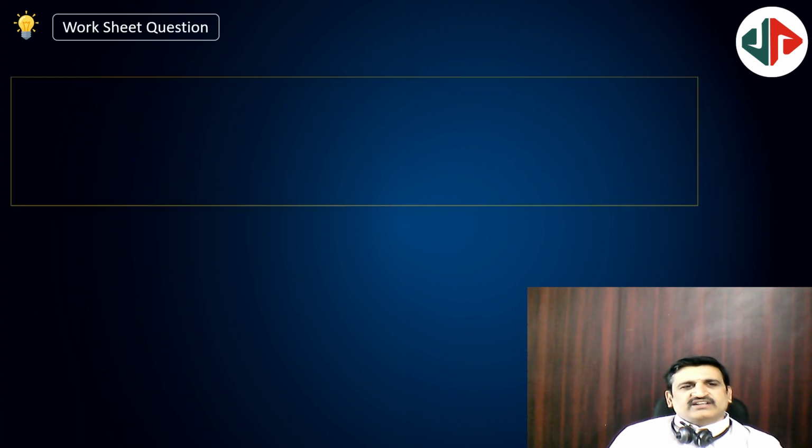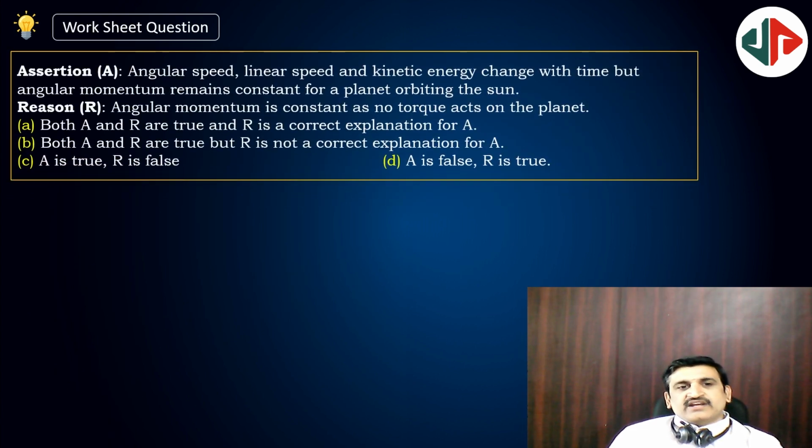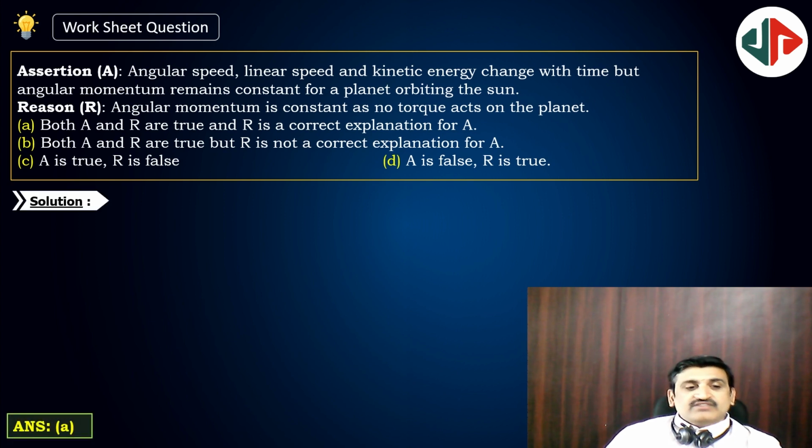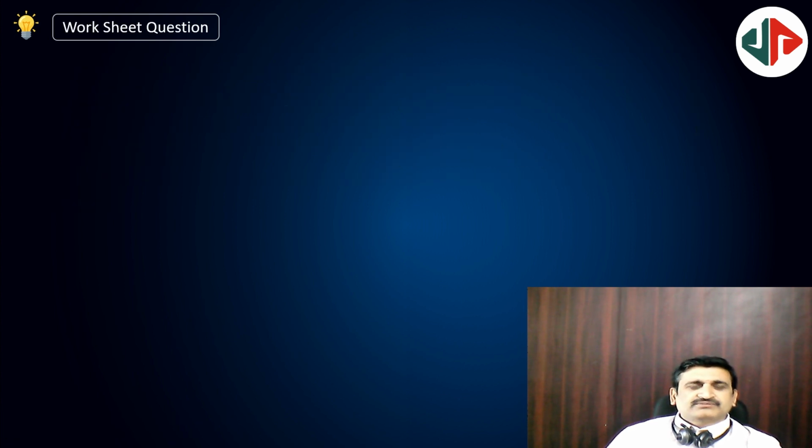Okay. Next. Angular speed, linear speed, kinetic energy change with time, but angular momentum remains constant for a planet orbiting the sun. Angular momentum is constant as no torque is acting on the planet. So what will be our option? Obviously both are correct, because nothing to argue here. Both are correct and it is a correct explanation.